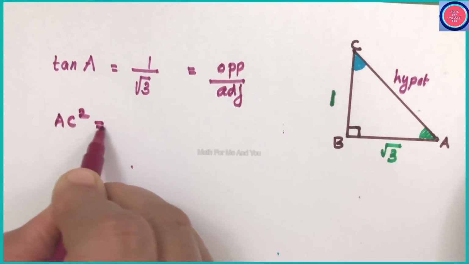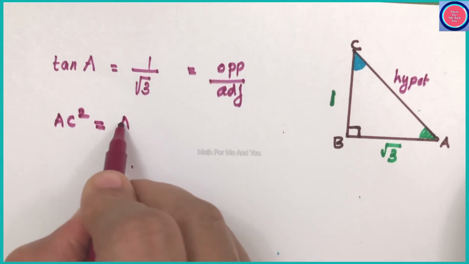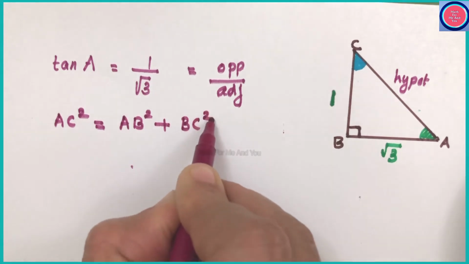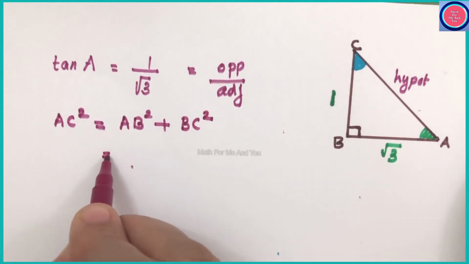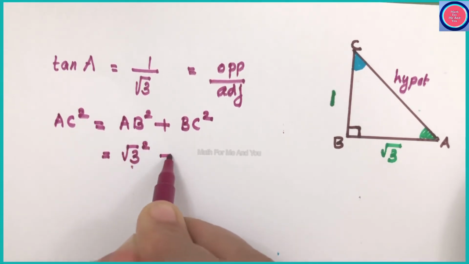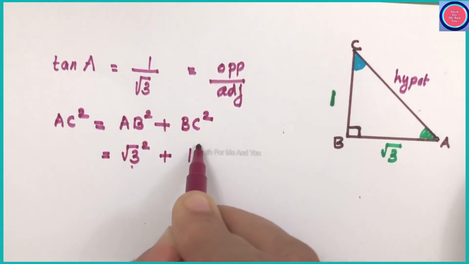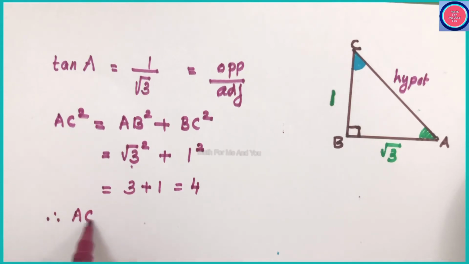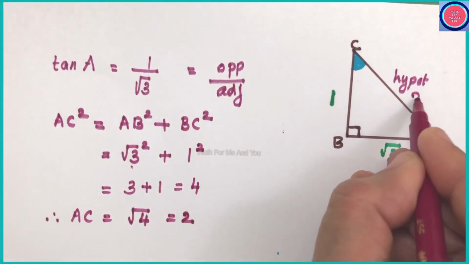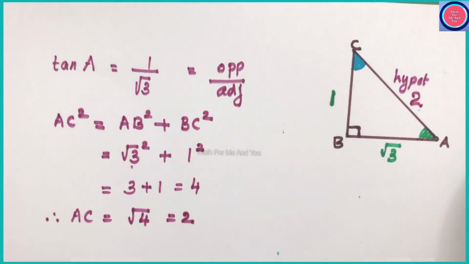By using the Pythagoras theorem. We can write AC square is equal to AB square plus BC square. That means AC square is equal to root 3 square plus 1 square. Root 3 square is 3, plus 1 square is 1, so 3 plus 1, 4. AC square is equal to 4. What is AC? Square root of 4, that means we get the answer 2. Hypotenuse AC is equal to 2 units. So we have got all the three sides.